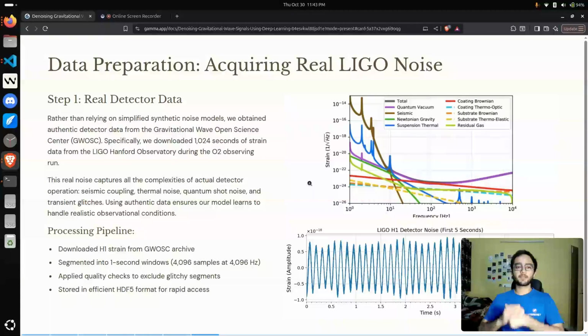So the processing pipeline was as follows: we downloaded this data from the GWOSC archive, segmented it into 1 second windows, and then I applied quality checks to make sure the glitchy parts of it are excluded. And then I stored it in the HDF5 file format for rapid access.